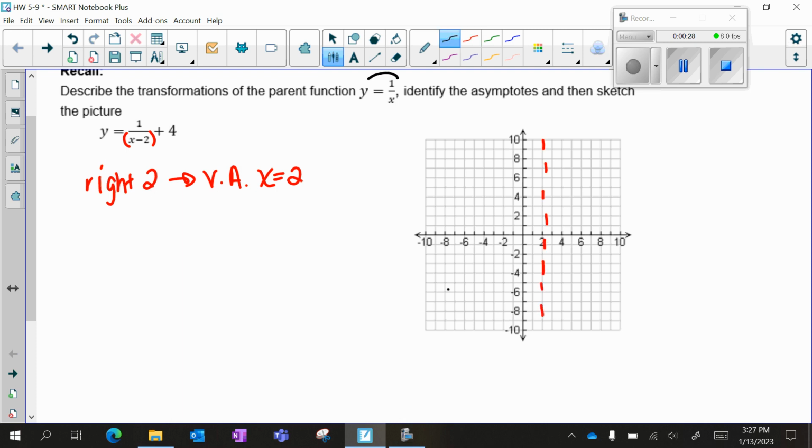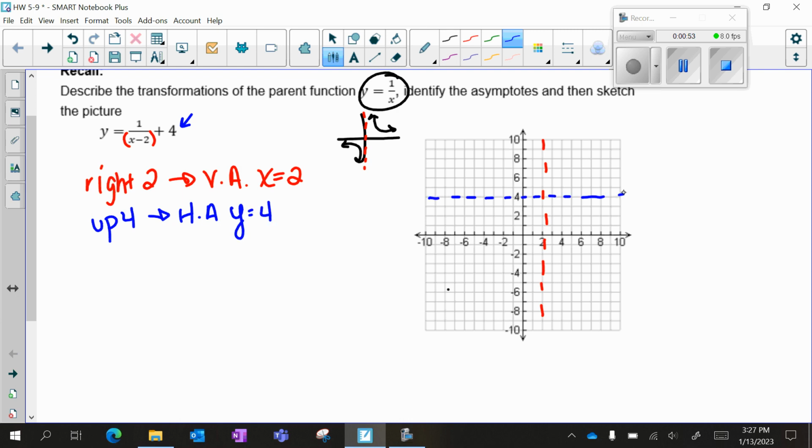That, of course, is because this is my parent function, which looks like this, and had a vertical asymptote on the axes. This outside piece tells me that I move up 4. It's my vertical shift, which means that my horizontal asymptote is going to be at y equals 4. Because my horizontal asymptote was also on the axes in the parent function, and it has moved up. So then there are no other stretches, reflections, or any other transformations.